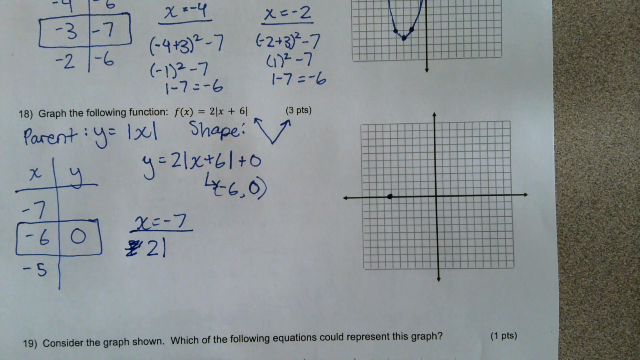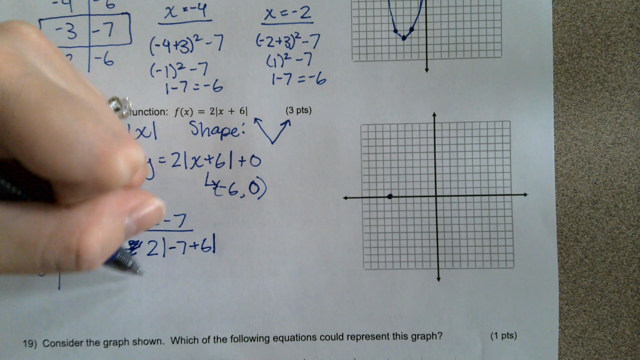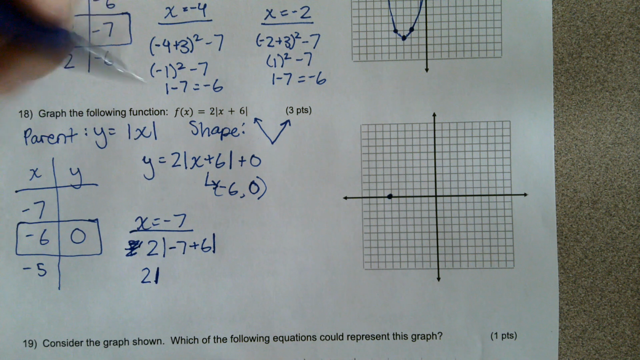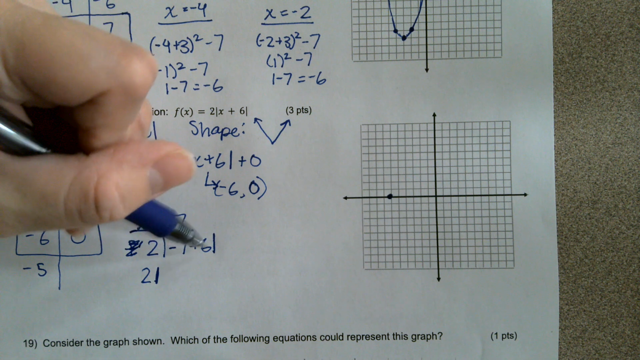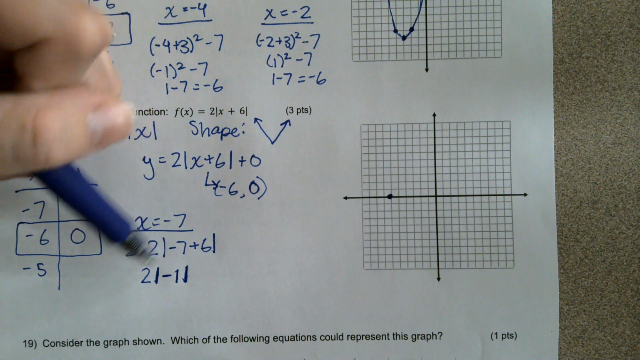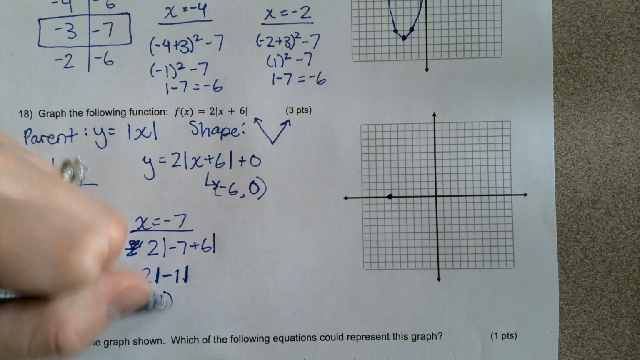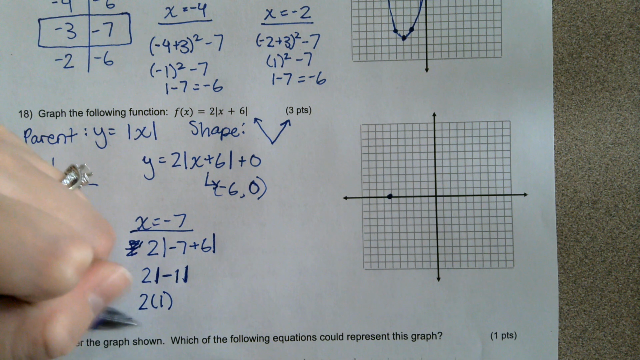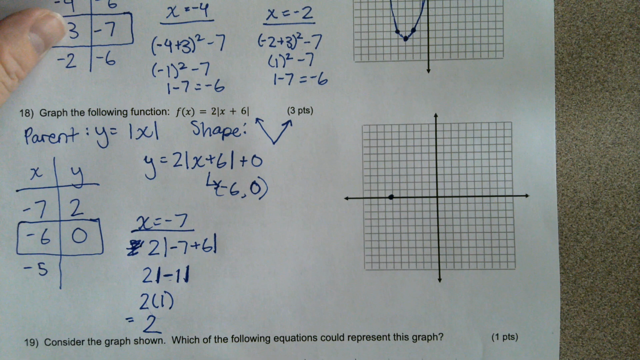2 times the absolute value of negative 7 plus 6. Be very careful with absolute value. A lot of you guys like to just drop it immediately. Don't do that. Negative 7 plus 6 is negative 1. This is important because the absolute value of negative 1 is positive 1. So this becomes 2 times 1, which is just 2. If I made this a negative 1, I'd get negative 2, which is not the same thing.